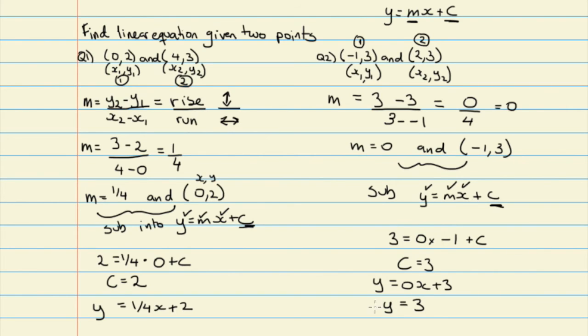What this means is that for any x value that I put into my equation, I'll get 3. So I could rewrite it like this: for any input that I put in, I will get 3. And for this one, I guess I could also rewrite it like this.